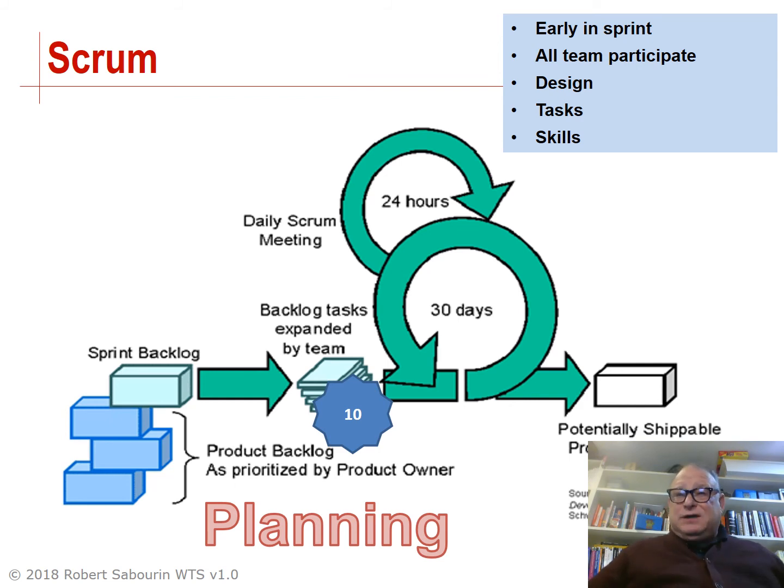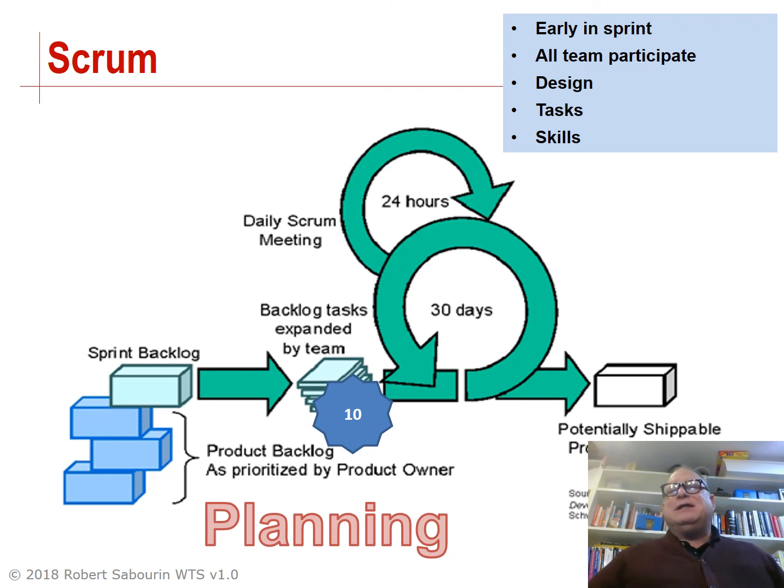When the sprint starts, one of the first things a team does is hold some sort of planning session. It's usually early in the sprint, sometimes the very first thing that a team does. All members of the team participate in this planning session, and the session is trying to figure out what work do we have to do, what actual technical work do we have to do to implement the sprint backlog.